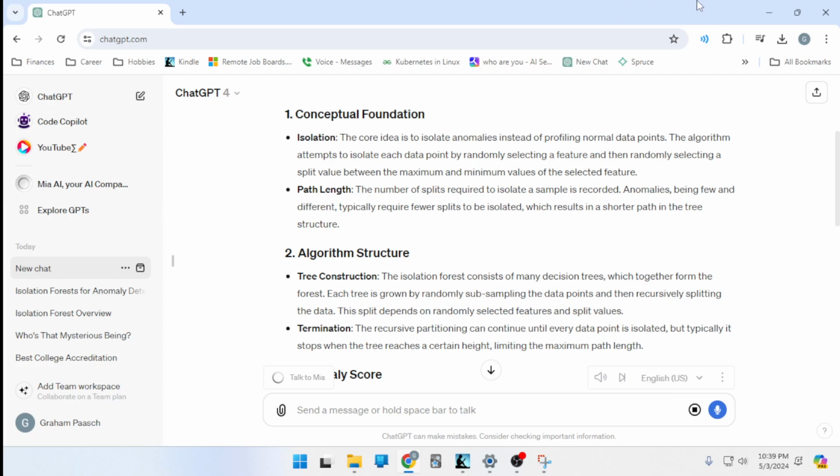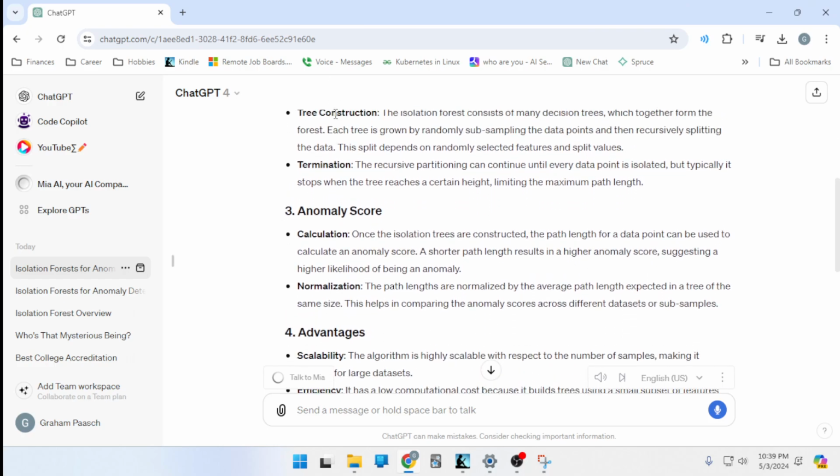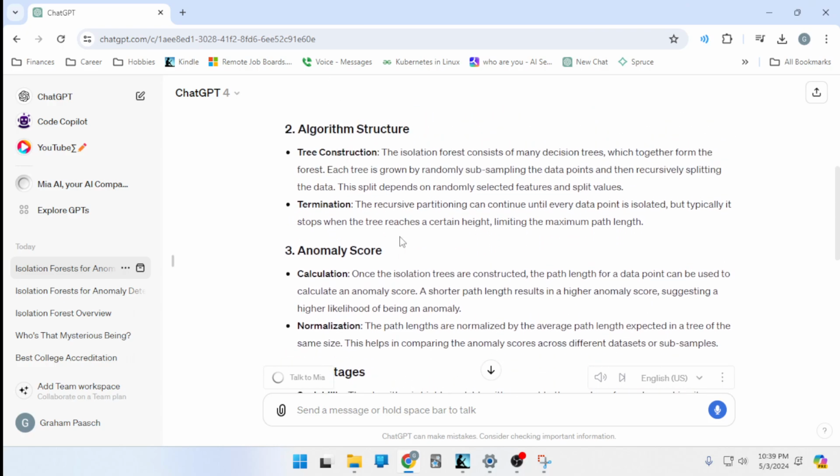Path length. The number of splits required to isolate a sample is recorded. Anomalies, being few and different, typically require fewer splits to be isolated, which results in a shorter path in the tree structure. 2. Algorithm structure: tree construction. The isolation forest consists of many decision trees, which together form a forest. Each tree is grown by randomly subsampling the data points and then recursively splitting the data. This split depends on randomly selected features and split values. Termination. The recursive partitioning can continue until every data point is isolated, but typically it stops when the tree reaches a certain height, limiting the maximum path length.